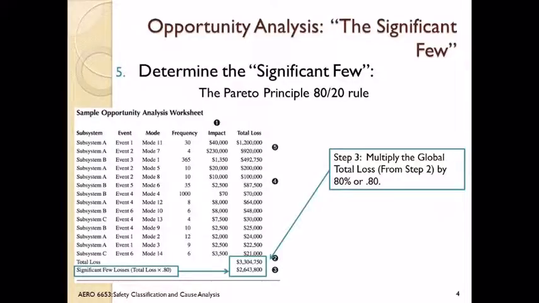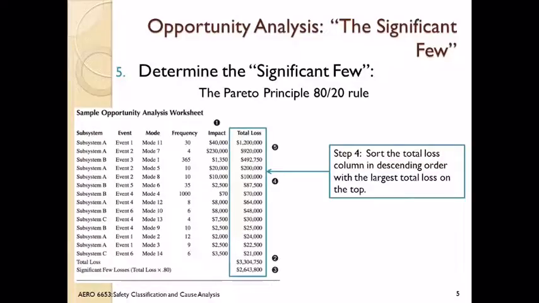So this next step has already been done for you in the Latino example, but yours won't be this neat quite yet. Sort the total loss column in descending order. Largest number at the top, and then descending down to the smallest number at the bottom. This part's already been done for you.